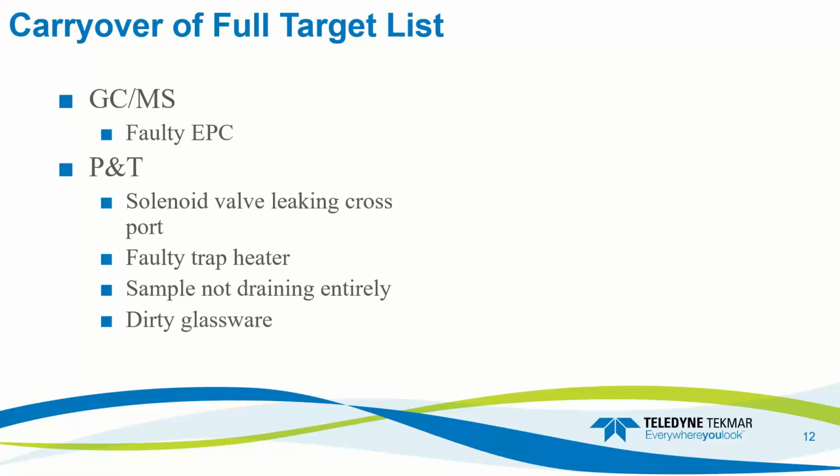You want to make sure that all of your temperatures on the status screen are getting to set point. If not, you could have a faulty trap heater. Not getting all of the analytes off of the trap, or not getting it hot enough to bake out, could cause the carryover. Also, the sample could not be draining entirely from the sparger, so you want to make sure that that drain line is all the way down to the frit. It could be not draining properly or leaving some of the sample in there for the next run. And also, your glassware could be dirty or not being rinsed correctly.